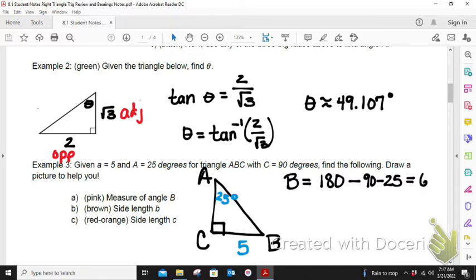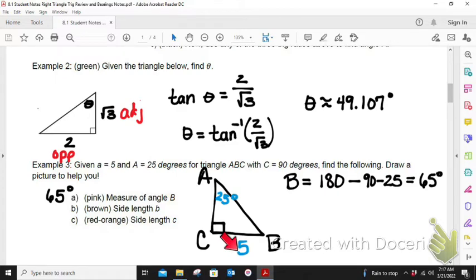Okay, so 65 degrees. That was the answer to part A. So part A is 65 degrees. Let me go ahead and write it over here next to that. Part B, let's find the measurement of side B.